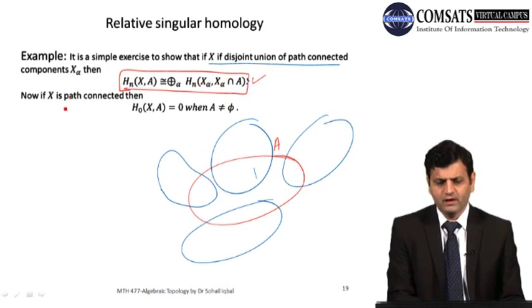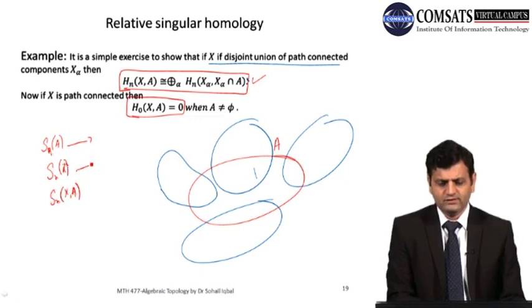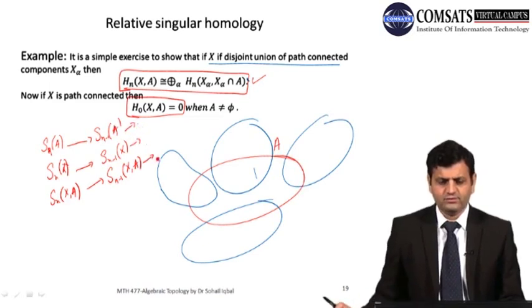And if X is path connected, then this is equal to 0. So why is this the case? Just use this diagram once again, S_n A up to so on, S_n X and S_n XA. So use this diagram and you will get this result. Just like the example that we did for the one point space, we can also prove this result.